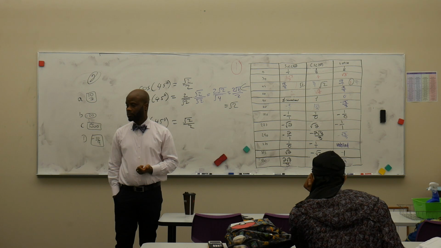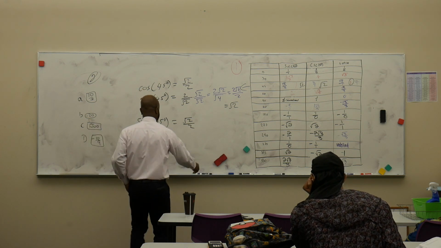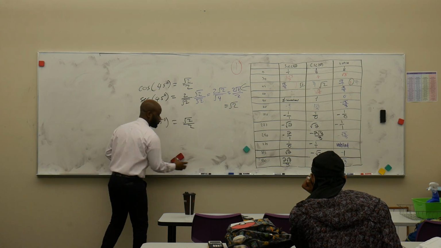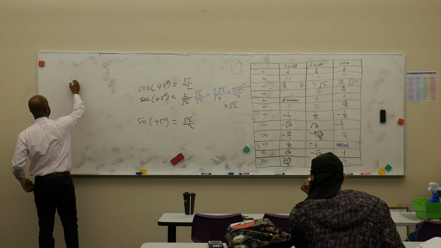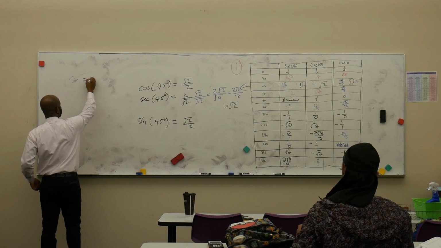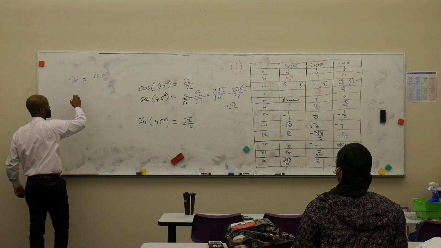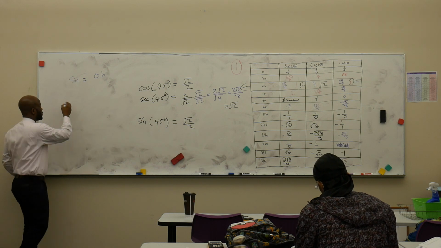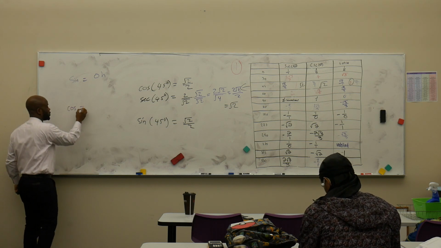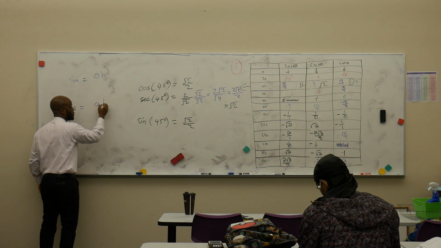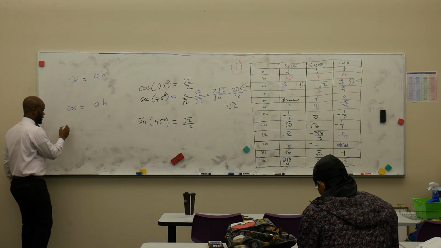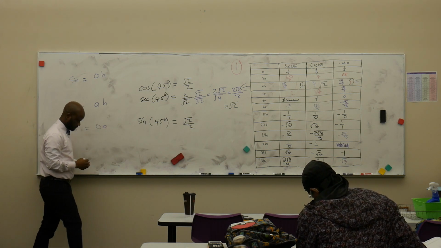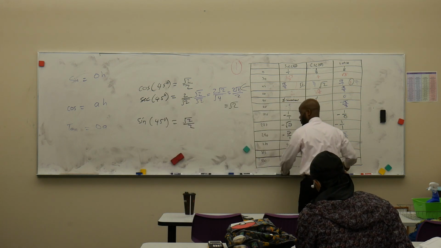We're good? So here's the point I was trying to make. If I have a right angle triangle, that's SOH, right? What's cosine? CAH, right? And then tangent? TOA. We know those things, right?